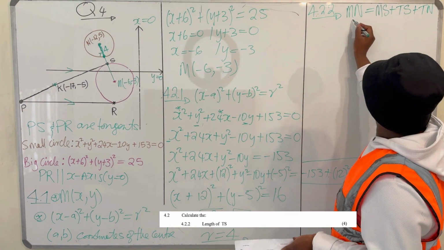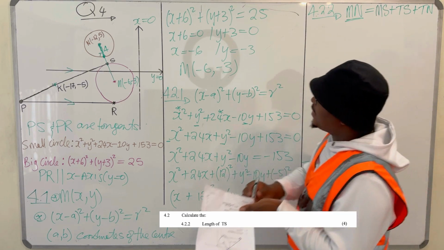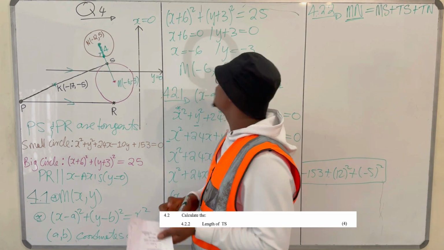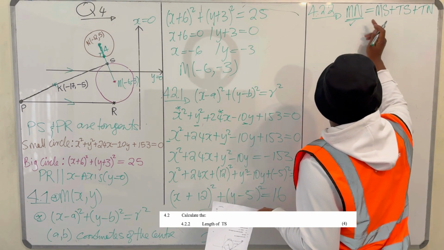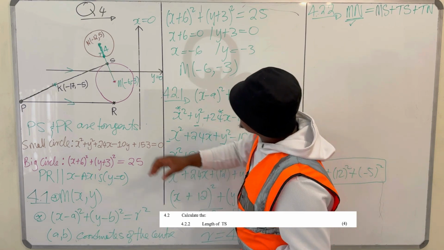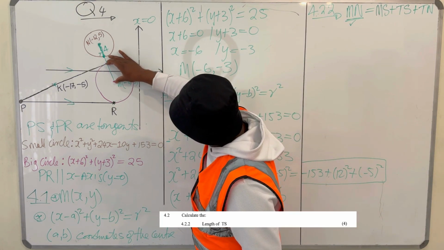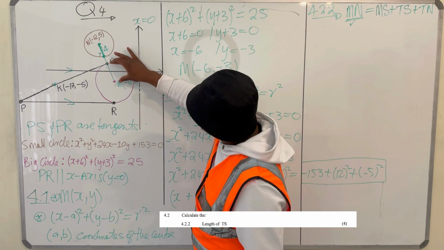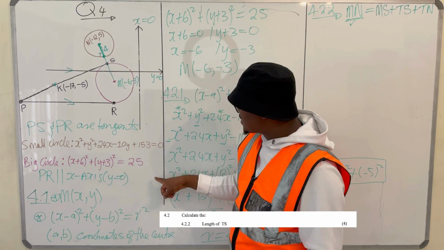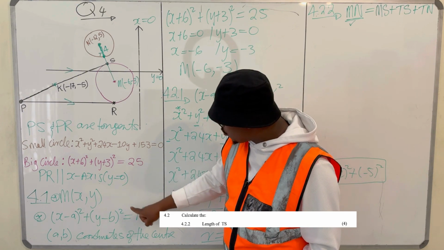So MN, you don't have the length of MN, but you have the coordinates of M and N. So you can find that distance, right? So we can find this one. MS, can we find MS? Where is MS? MS is the radius of this large circle. So we can find what the radius of the large circle is, because we have the equation of the big circle, and we know that this is the square of the radius.